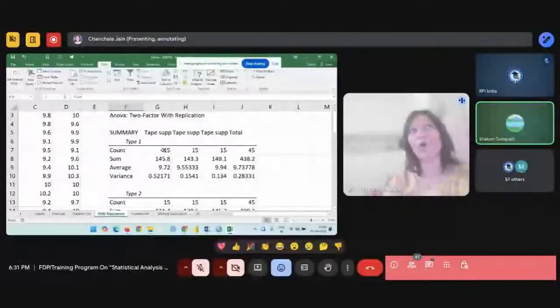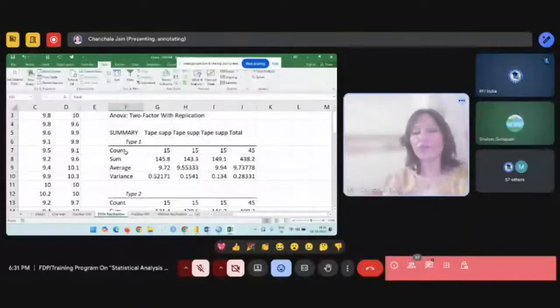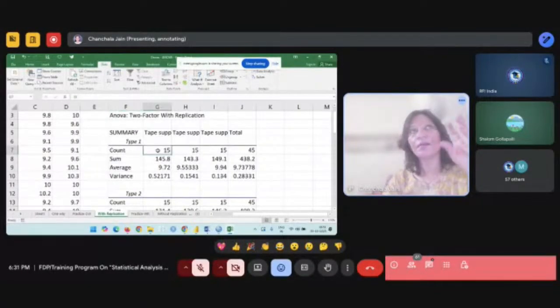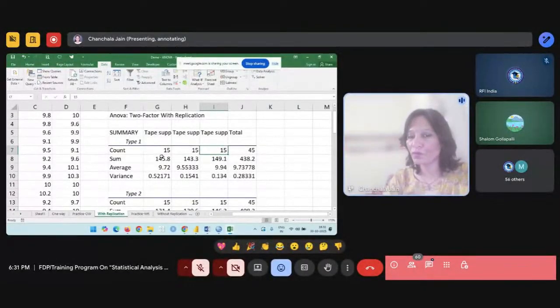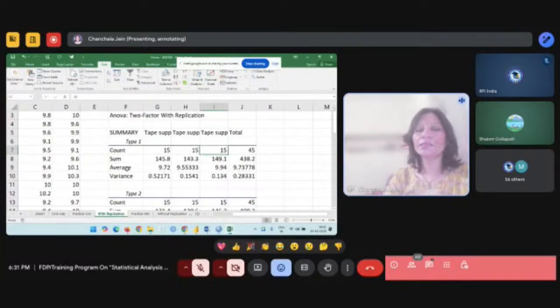type of box. That means from the first supplier, 15 observations for type 1, from the second supplier, 15 observations for type 1, from the third supplier, 15 observations for type 1. These are the tape strength sums for those 15 samples. This is, again, the sum of the tape strength for the remaining two different suppliers.